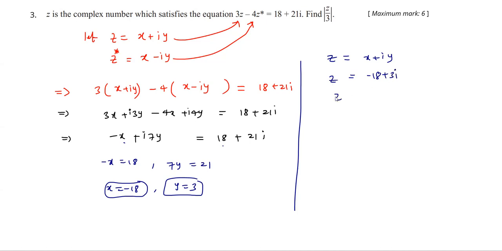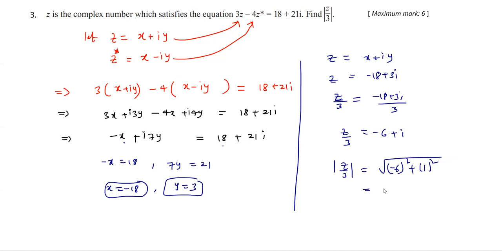But we are looking for z by 3, z over 3, which is equal to negative 18 plus 3i upon 3, which divides both of them, negative 6 plus i. This is z by 3. Now they want the magnitude of this. So the magnitude of z over 3 is equal to, we know the formula, square root of x square plus y square. Here x square is negative 6 square, y is 1, the coefficient of i is 1. So 1 square, which is simply 36 plus 1, square root of 37.